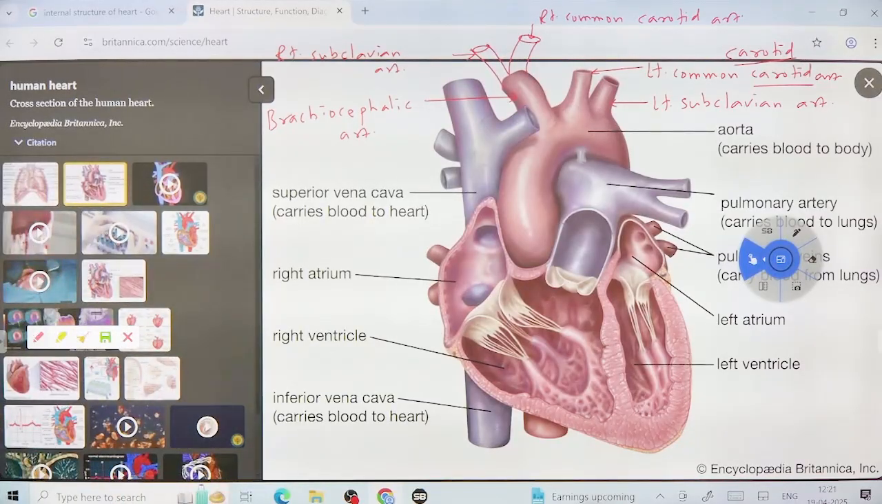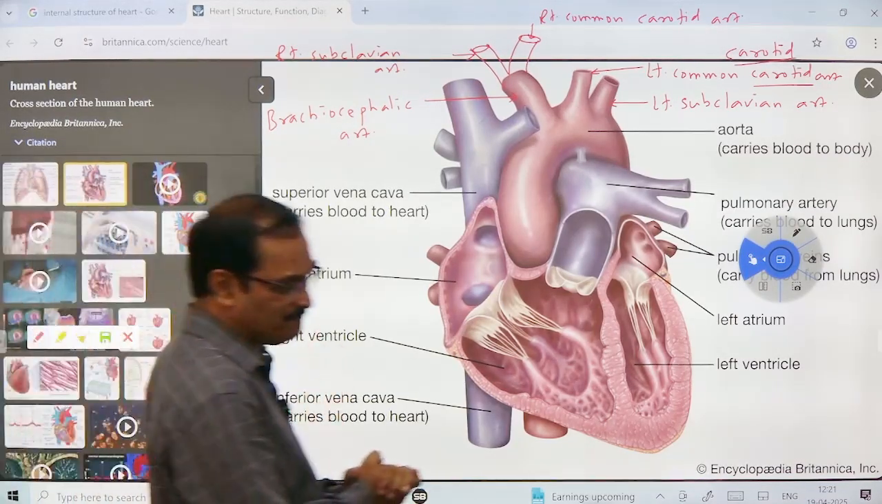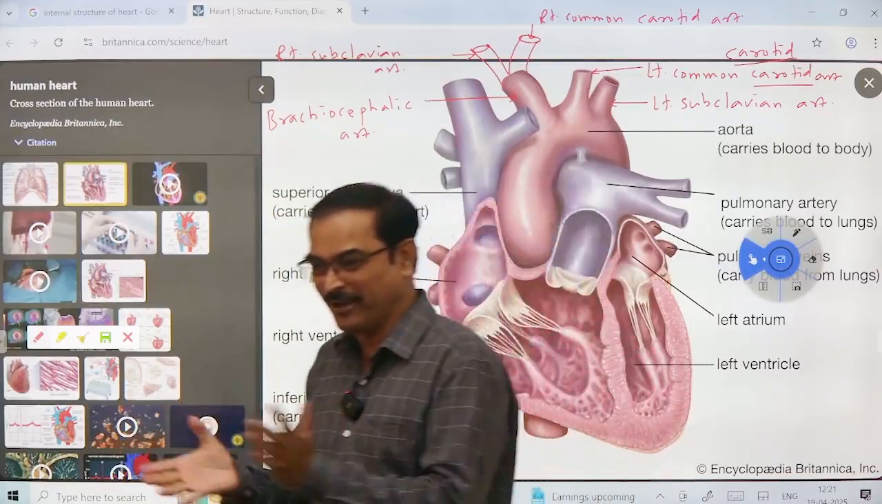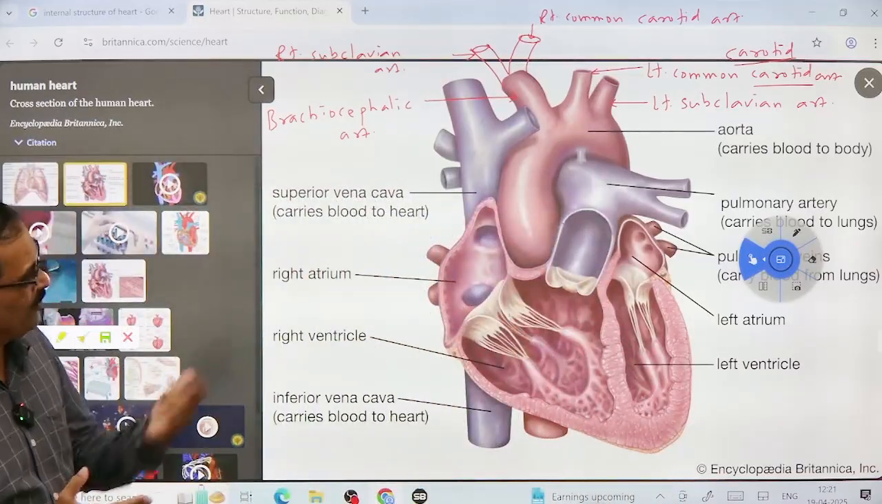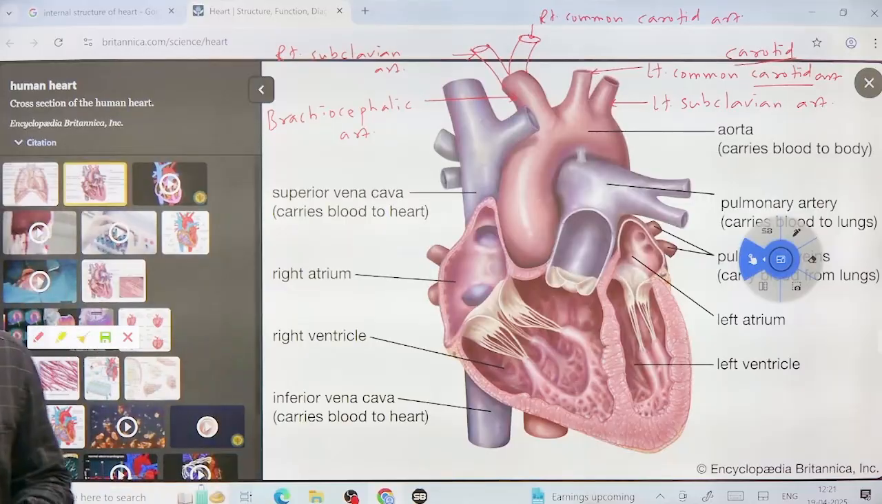Okay, I think we have completed the internal structure of the heart. Ask any question. Internal is done, now the external. Next heading, external structure of the heart.